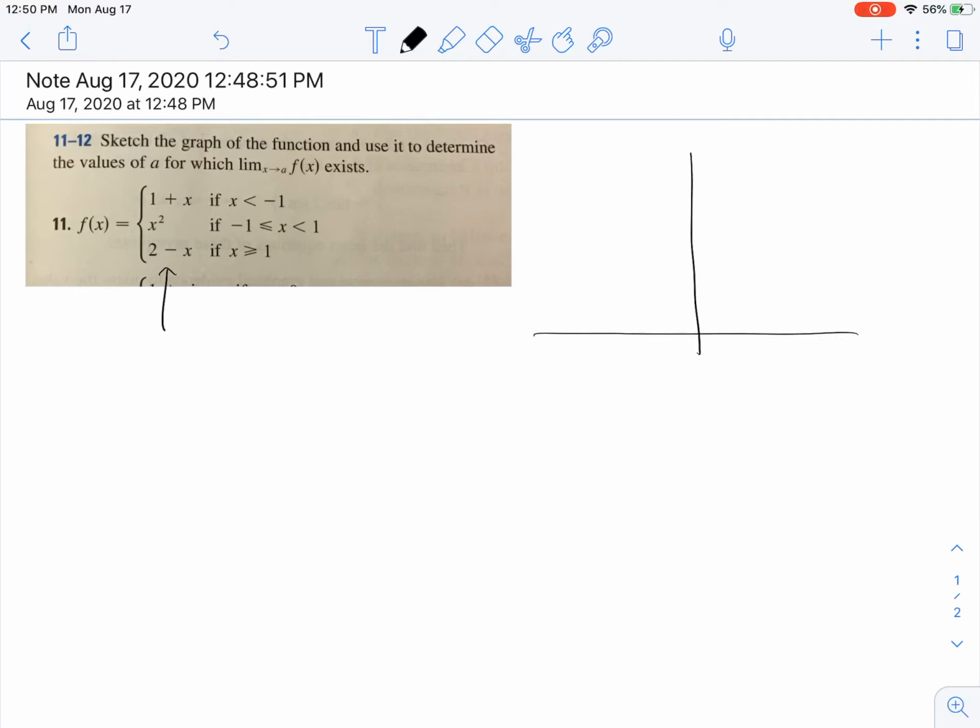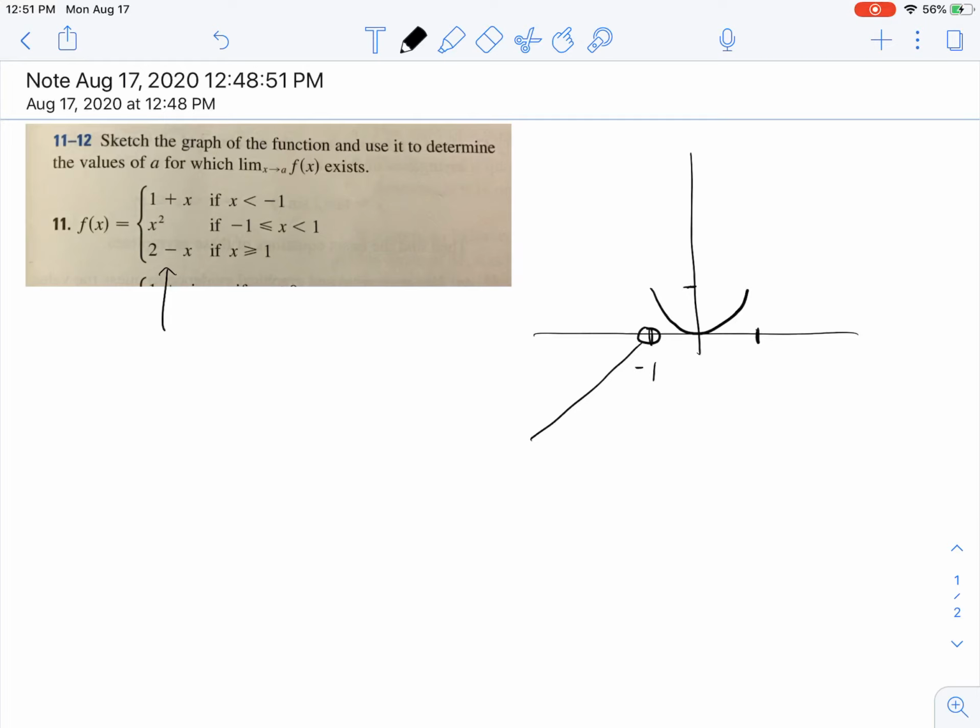It's 1 plus x if x is less than or equal to negative 1. So 1 plus x is this graph, but we only want it up to x strictly less than negative 1, so let's only draw it in here and back. Then it's x squared from negative 1 to 1. So x squared is this parabola, but we only want it from negative 1 to 1, so let's only draw in this bit of it here.